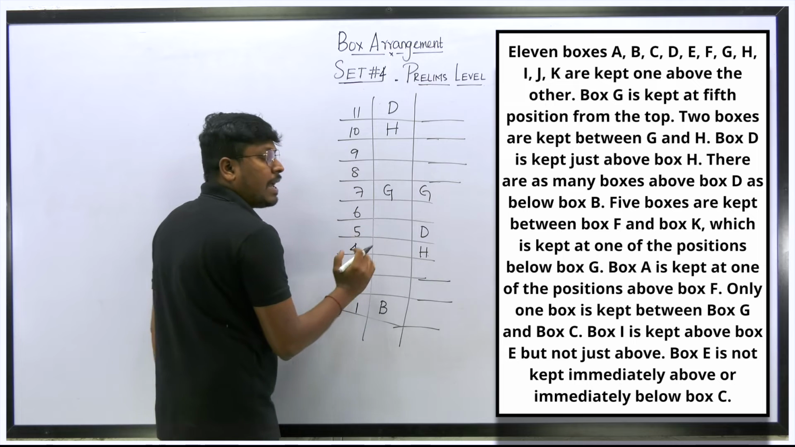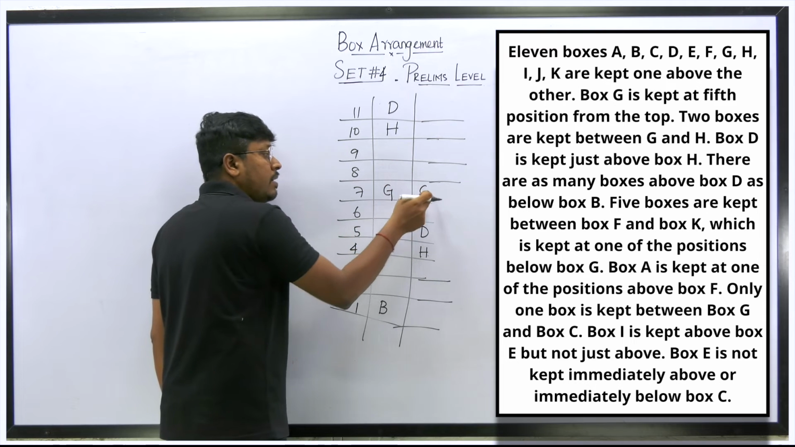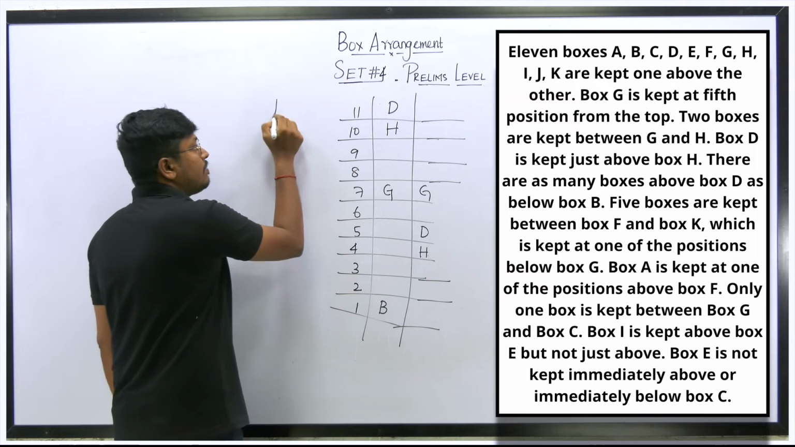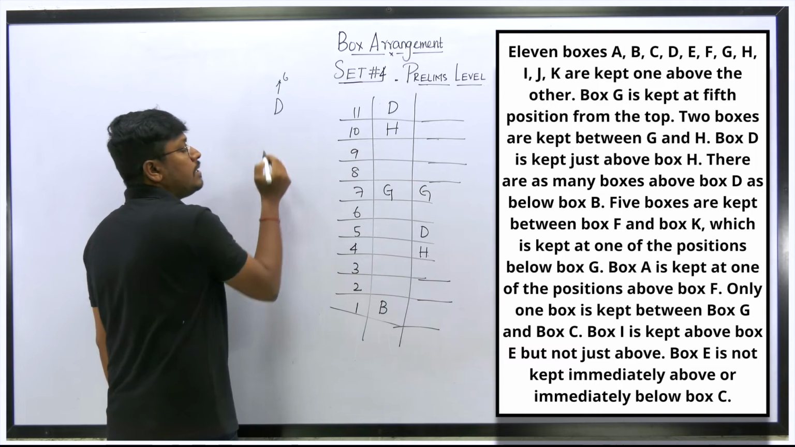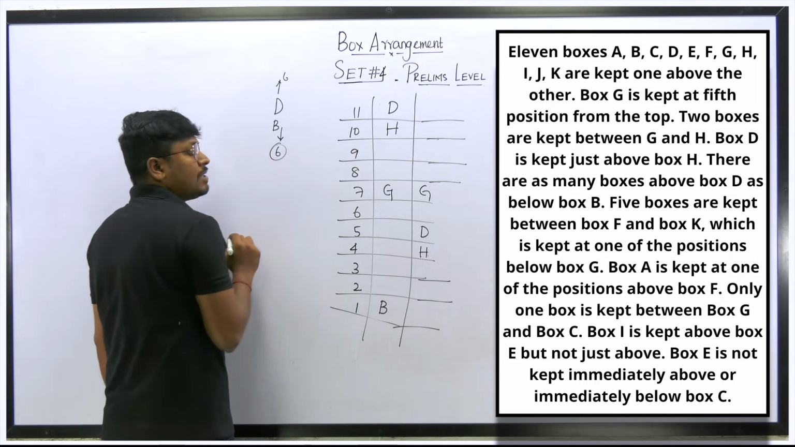When we move on to this diagram, above box D, how many boxes are there? Above box D: 1, 2, 3, 4, 5, 6. So totally 6 boxes are there above box D. So now below box B also it should be 6 boxes.